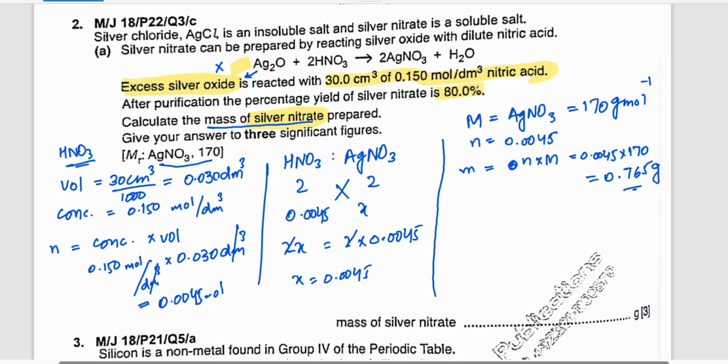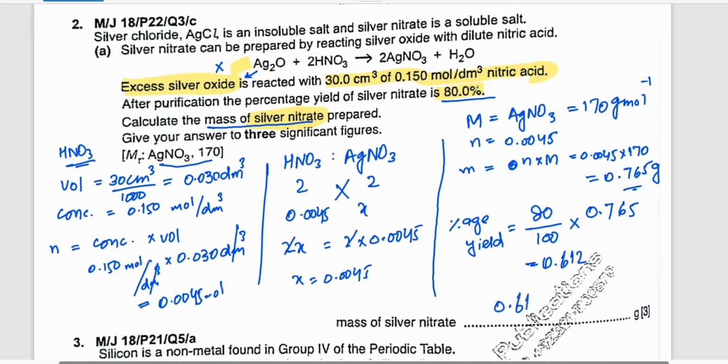But remember that after purification, the percentage yield of silver nitrate is 80%. That means we get 80% of this. So percentage yield is equal to 80%, meaning 80 over 100, out of 100, 80%. So multiplied with 0.765, what we get is 0.612 gram. This is the answer.